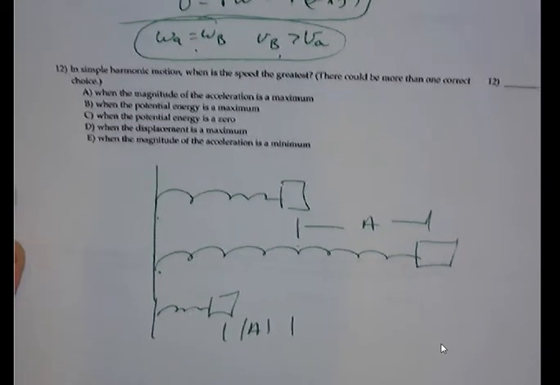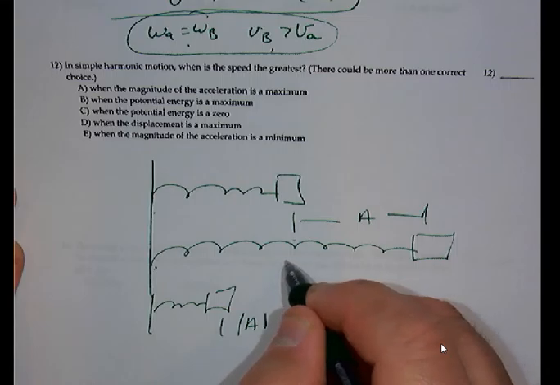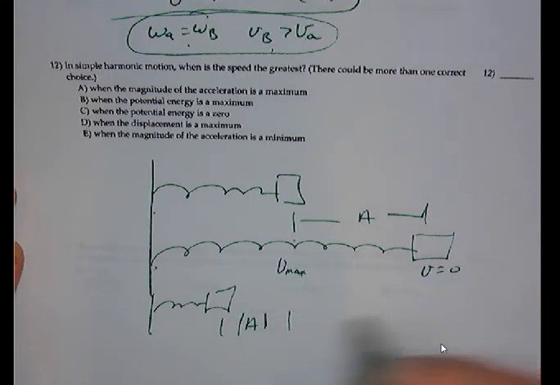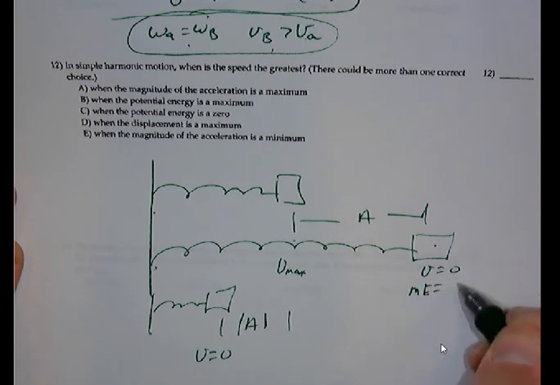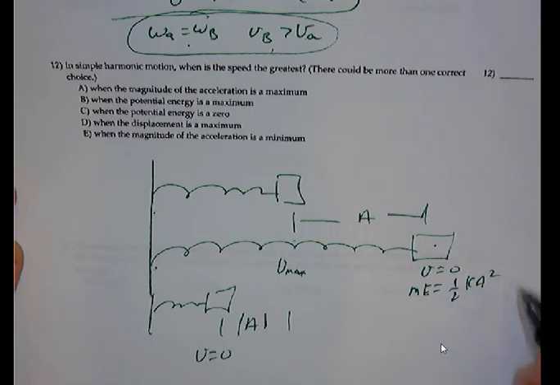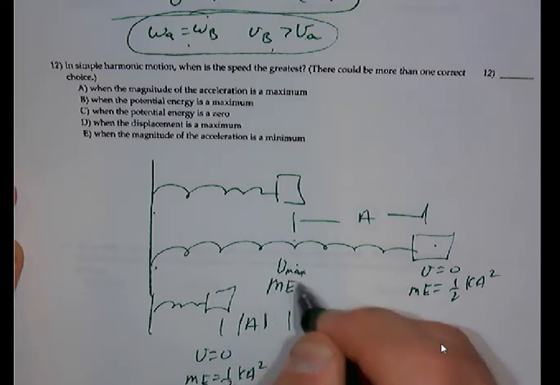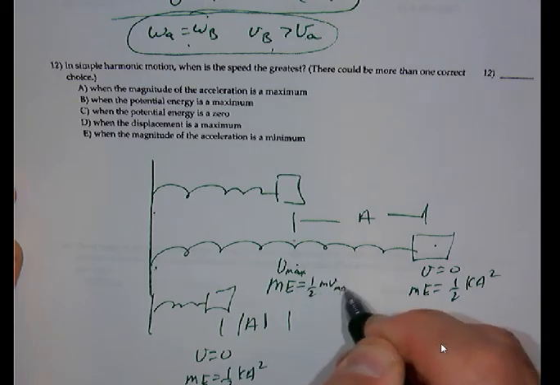Okay, so we know a few things about it. Here is the maximum speed. Here's where the speed is equal to 0. Same thing over here. Speed is equal to 0. This is where all of the energy is spring potential energy. Same thing over here. Here, all of the energy is kinetic energy because it doesn't have any spring potential when x is equal to 0.